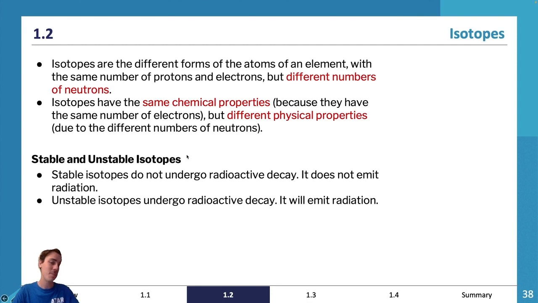You can then be stable or unstable. Stable isotopes do not undergo radioactive decay, so they don't emit radiation, but unstable isotopes do undergo radioactive decay and they will emit radiation. So it's one of those aspects you do need to know about, the difference between the two.